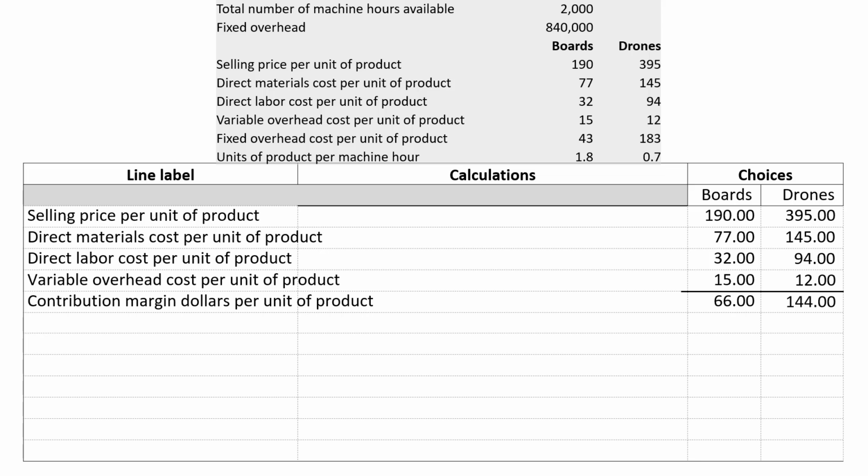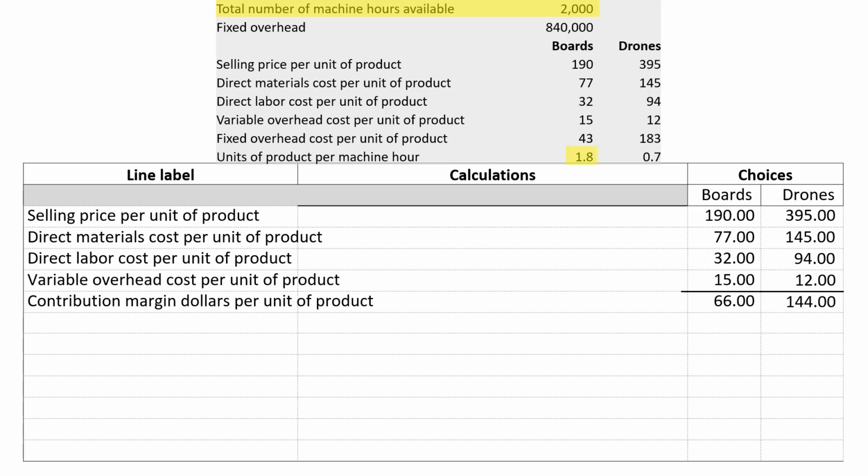If we had no limited resource and unlimited demand for our products, we'd make all drones based on these contribution margins. But we do have a limited resource, so we go on to step 2, calculate the contribution margin per unit of limited resource. Our limited resource is machine hours, so we need to know the contribution margin per machine hour for each product.